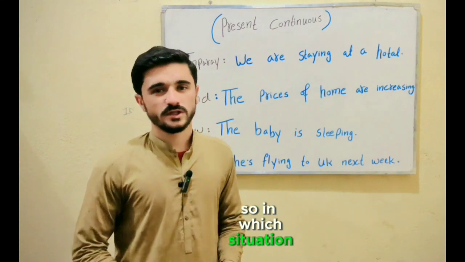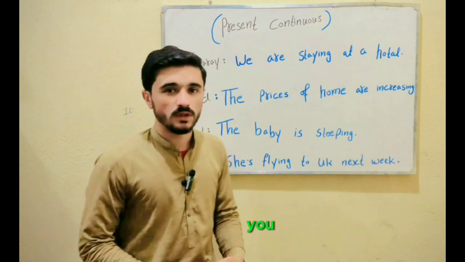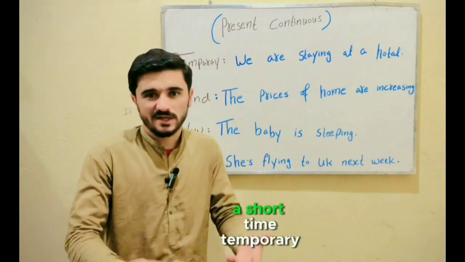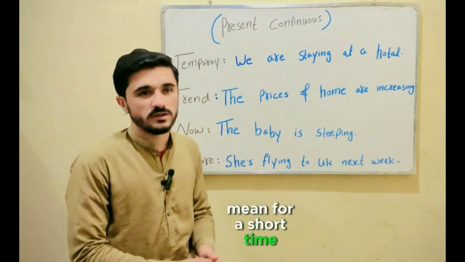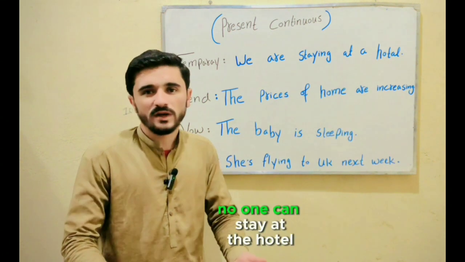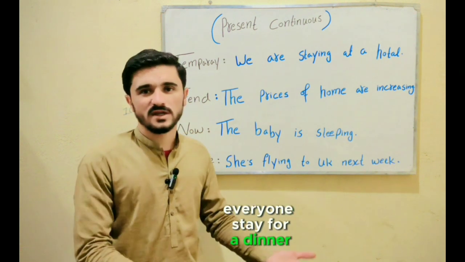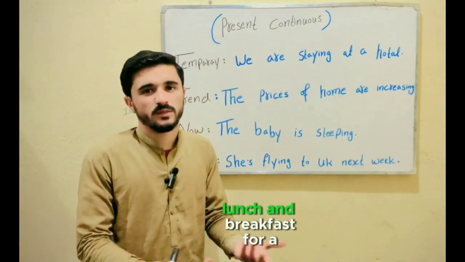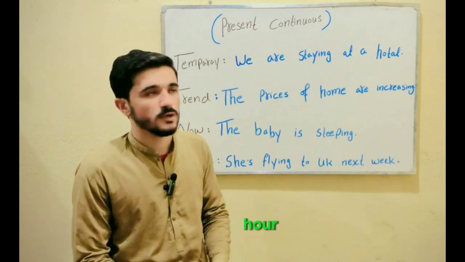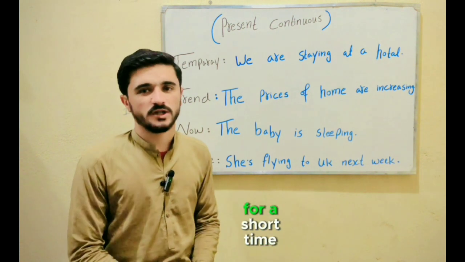So in which situations can we use the present continuous tense? I'm going to explain. We use it for a temporary time, for a short time. Temporary means for a short time. For example, we are staying at a hotel. No one can stay at a hotel for a whole life. Everyone stays for dinner, lunch and breakfast, for a small time, a minimum of one hour or 1.5 hours. So we are staying at a hotel is used for a temporary, short time.